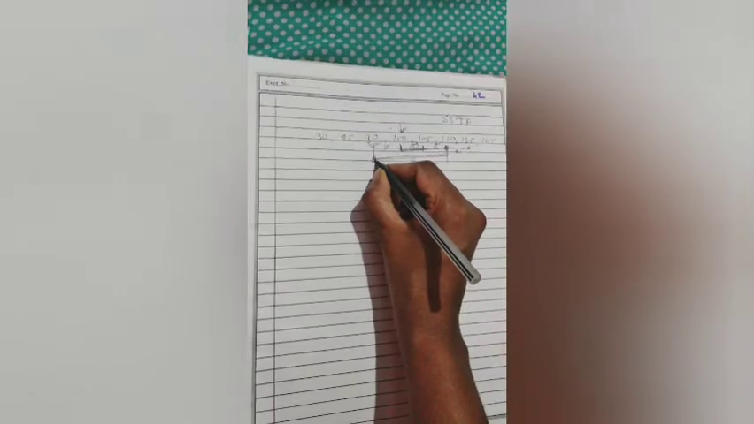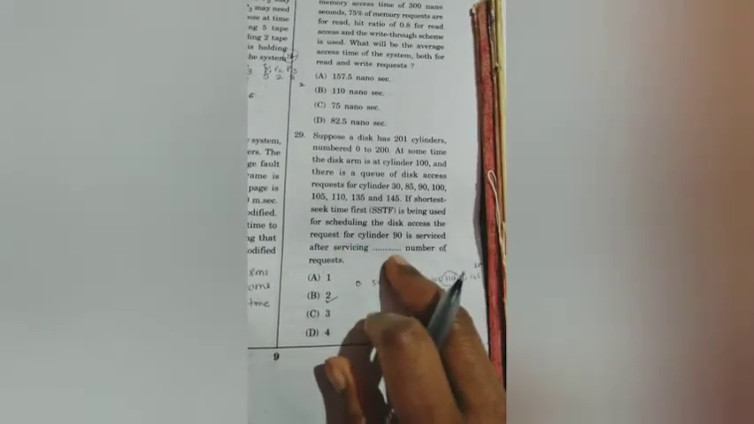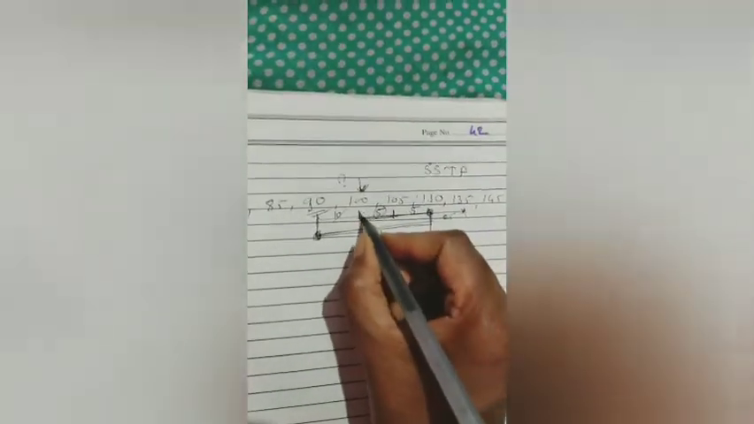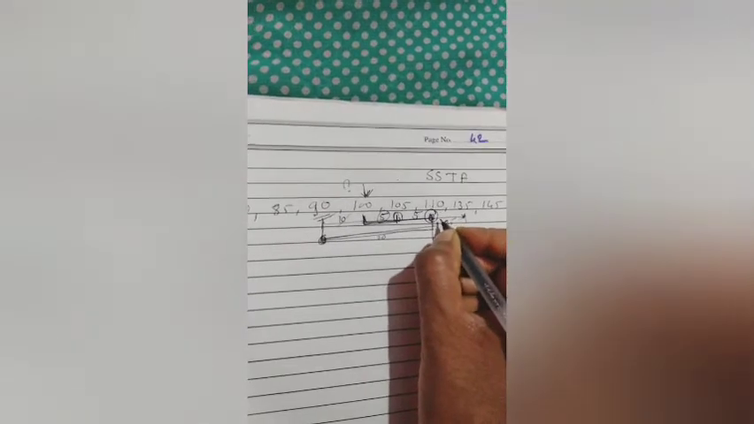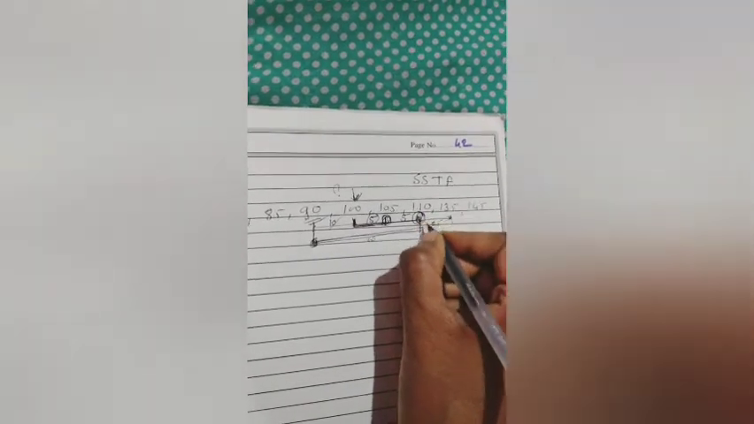So what is the question now? If shortest seek time is being used for the scheduling, the disk access request for the 90 is serviced after servicing how many number of requests? So when is it going to 90? It serviced 105, 110, already at 100. So it serviced 105, 110 and then going to 90. So before 90 it is having 2. So the correct answer is option B, 2.